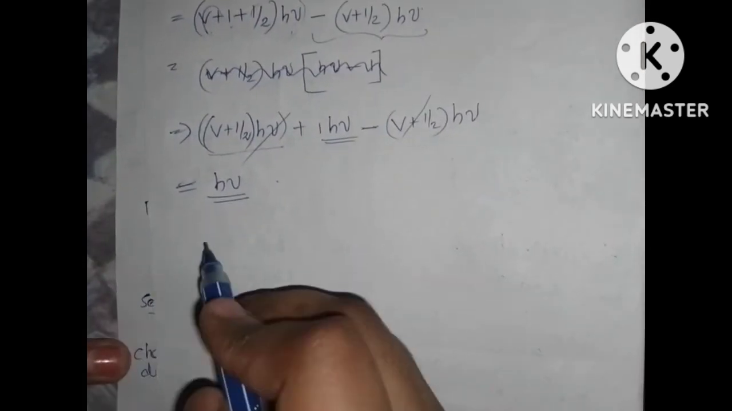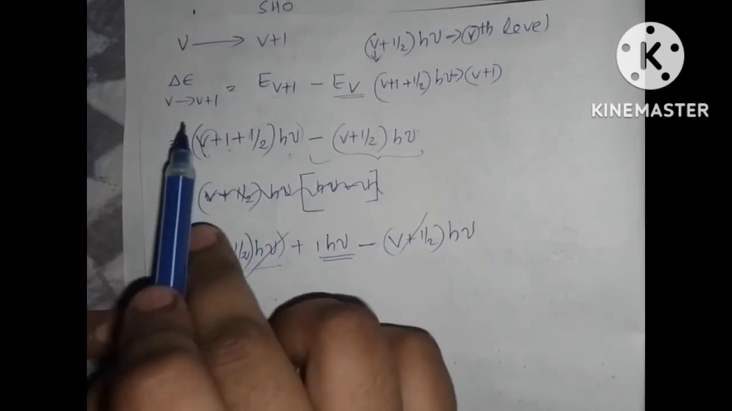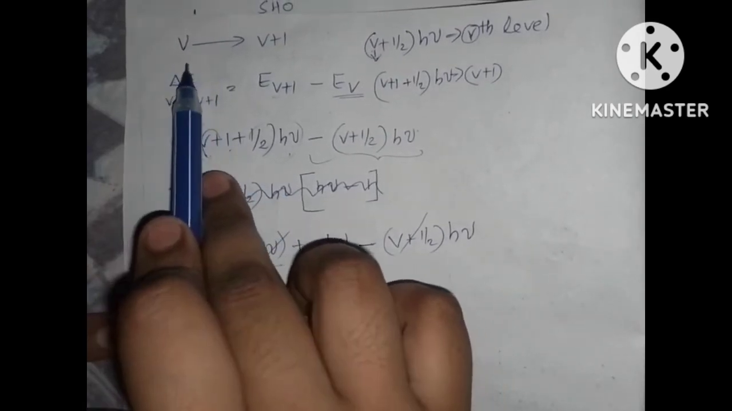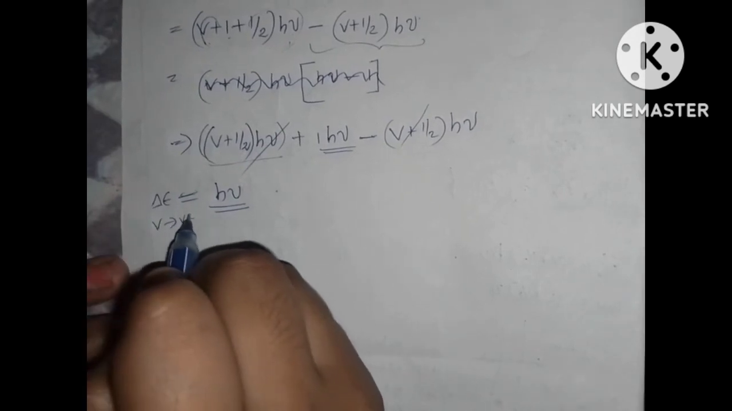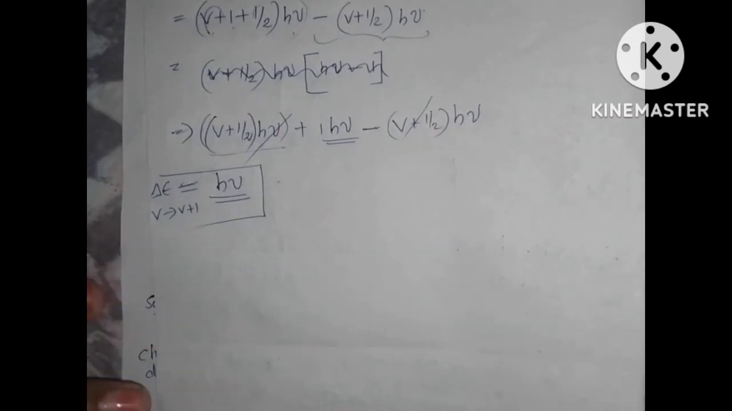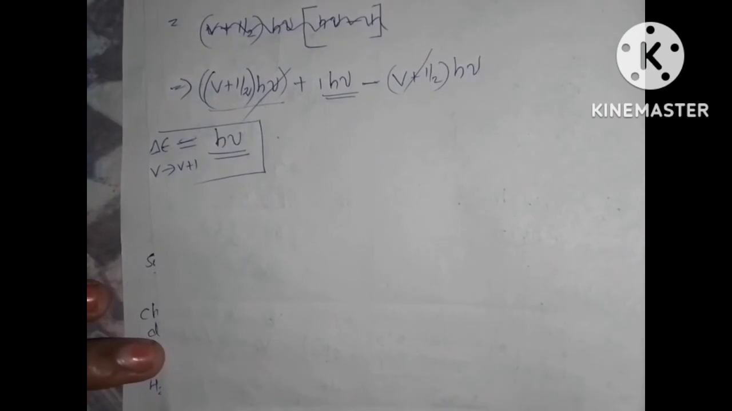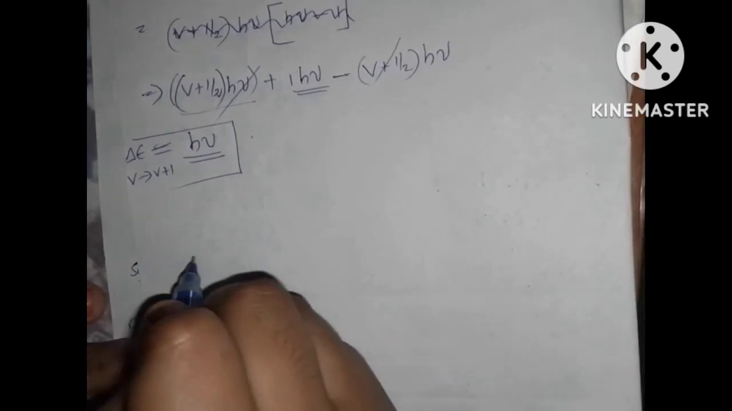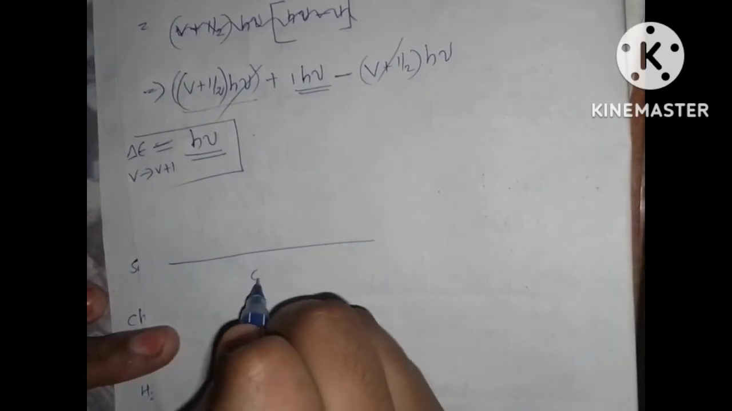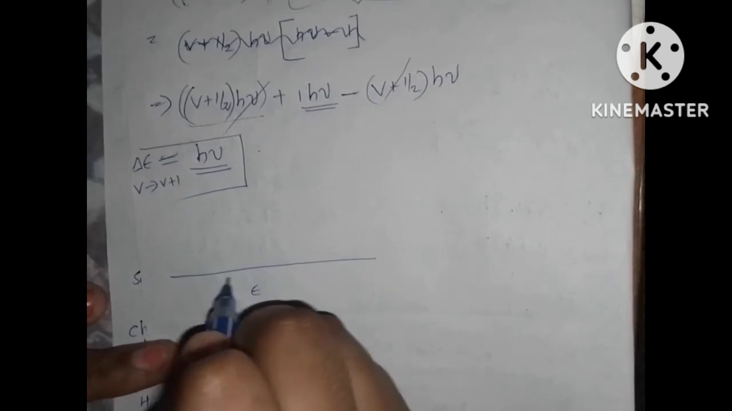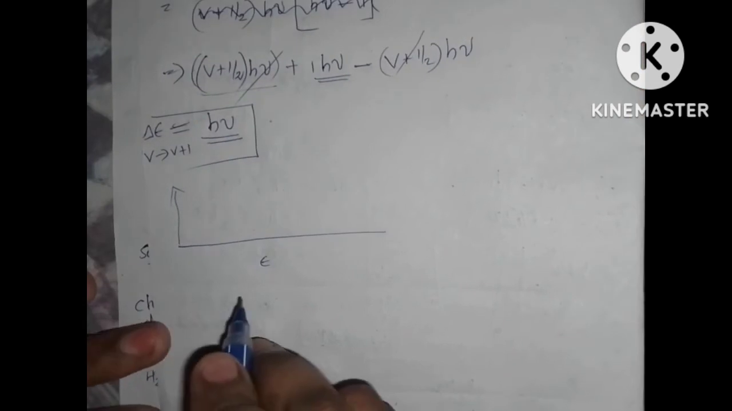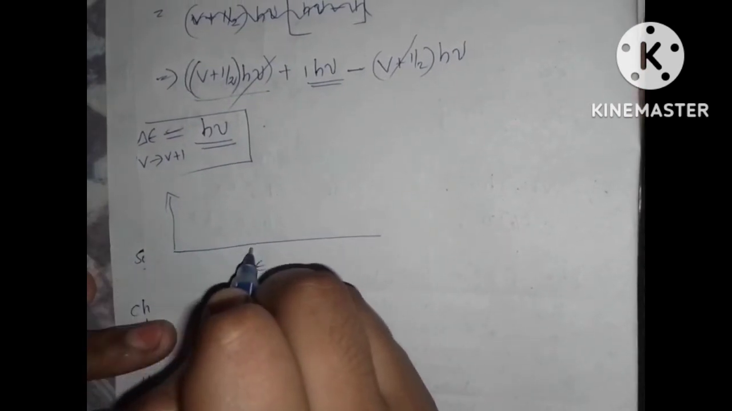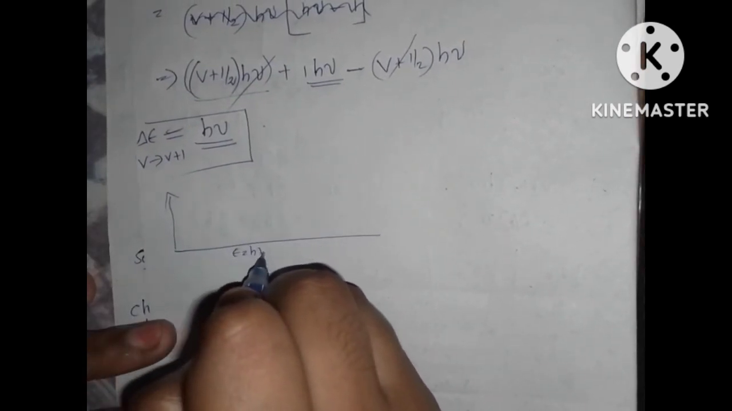So what does it mean? When the transition is from V to V plus 1 level, the energy required for V to V plus 1 level transition is delta E equal to H nu for vibrational spectroscopy. So whichever be the transition, the spectrum will always show that H nu value. So this is the energy part and this is the intensity or absorbance part. We will get a peak at E equal to H nu always.